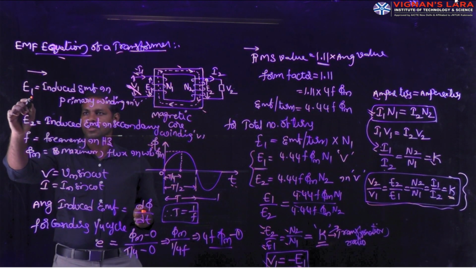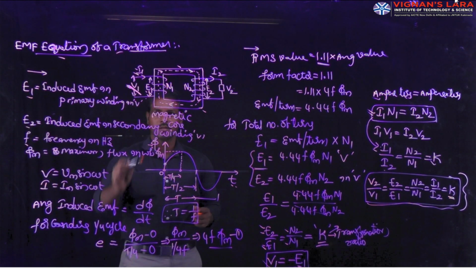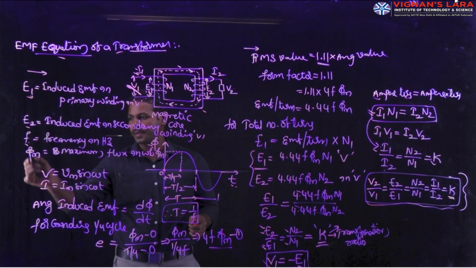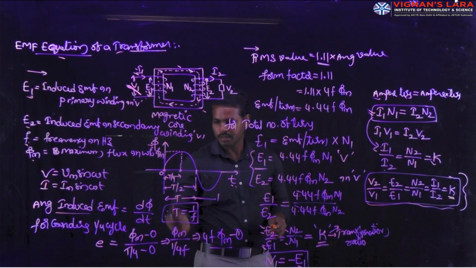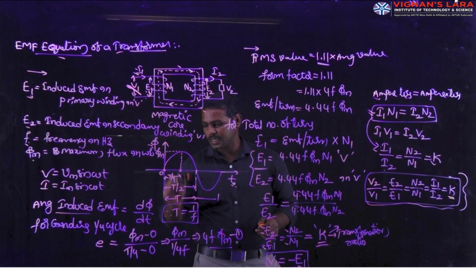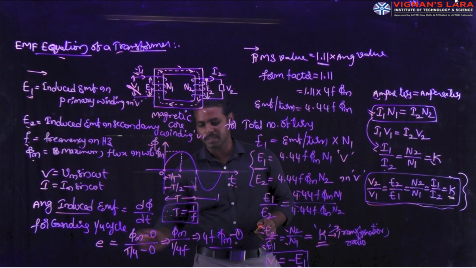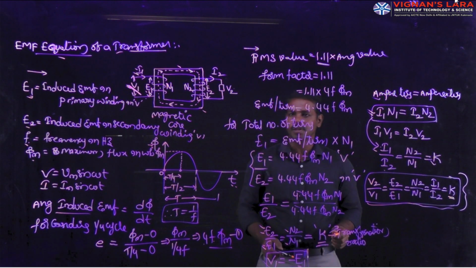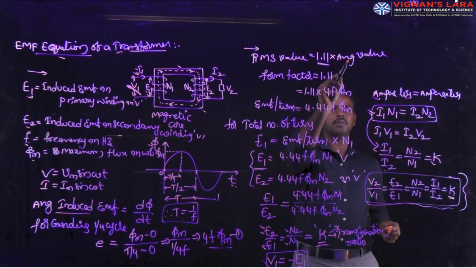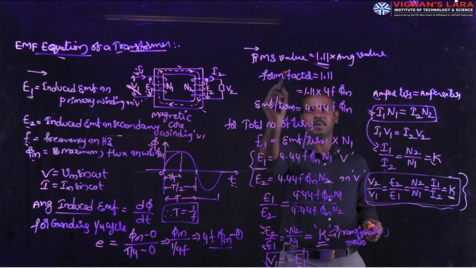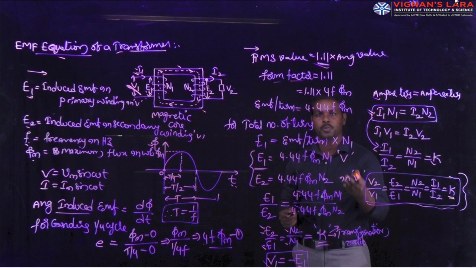First, we note down the notations of a transformer: E1, E2, frequency, and maximum flux. The average induced EMF is calculated by considering one-quarter cycle. So we can find the average induced EMF per turn is equal to 4 into F into phi m. The RMS value is equal to 1.11 into the average value, where 1.11 is the form factor of sinusoidal quantities.